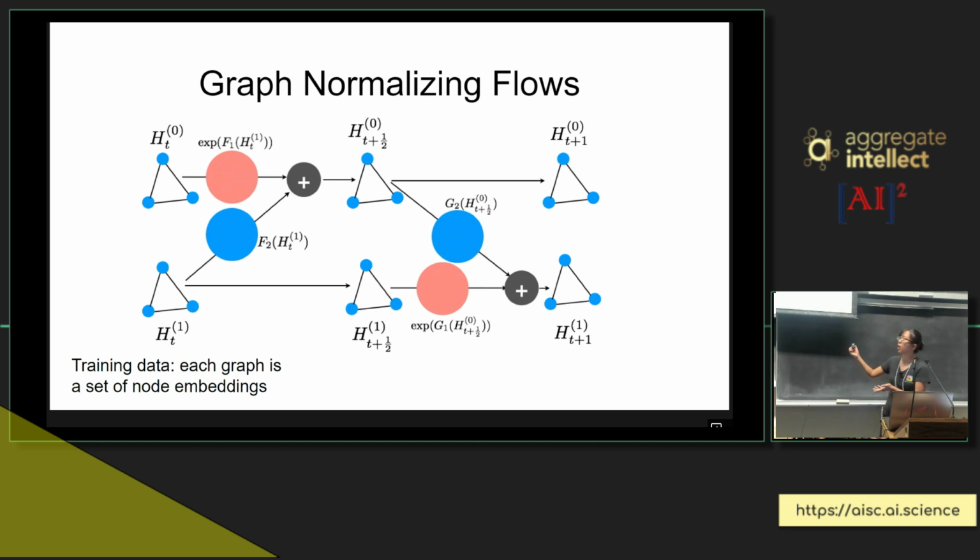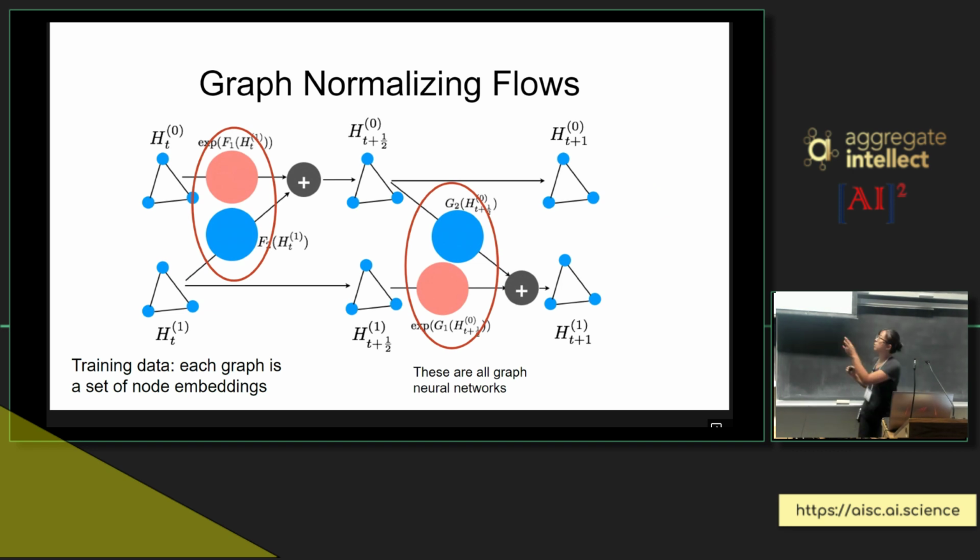This is what our architecture looks like, and it's pretty similar to the real MVP architecture I showed you earlier, but there are some key differences. The first one, like I said, is we're starting with an input where we have a bunch of node embeddings for all the nodes on the left side, and we make it look like it's Gaussian at the output. The second difference is that these four functions that I told you could be anything are now going to be graph neural networks.